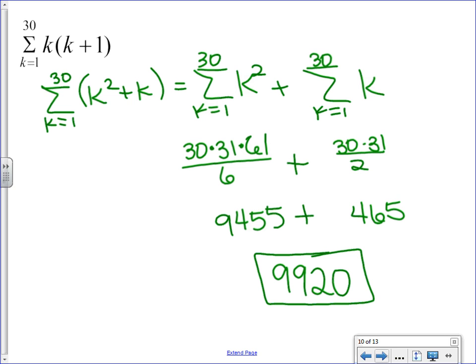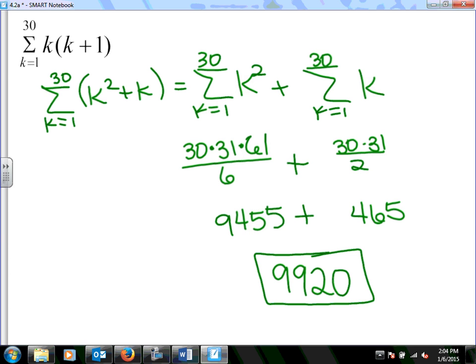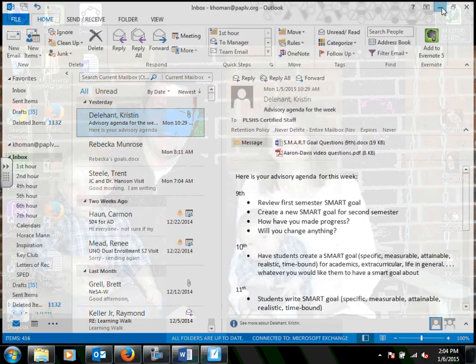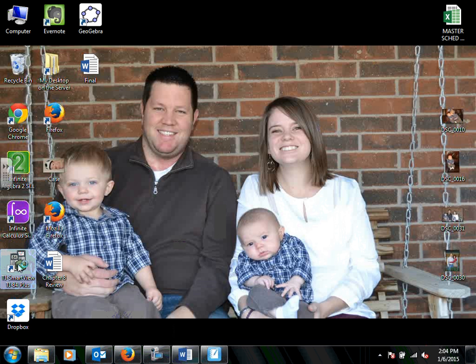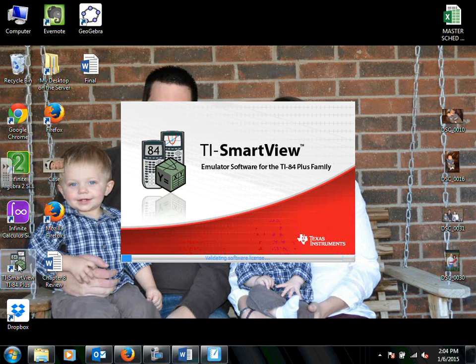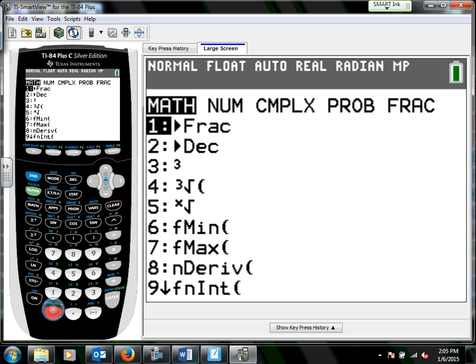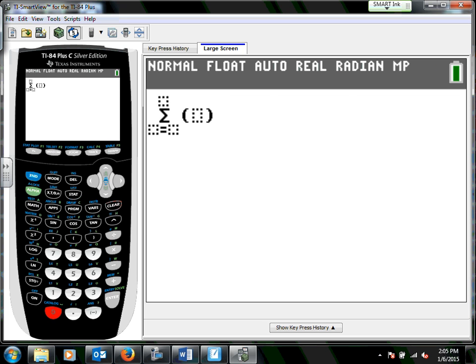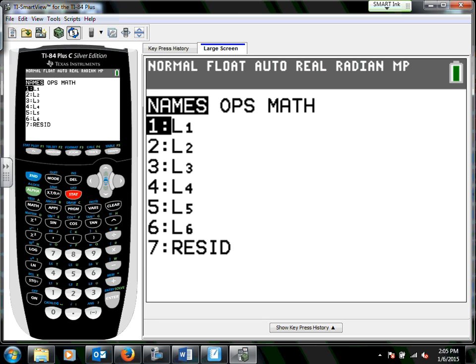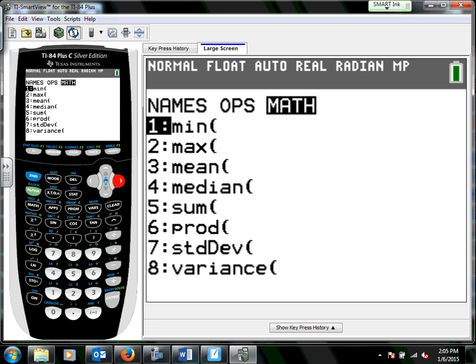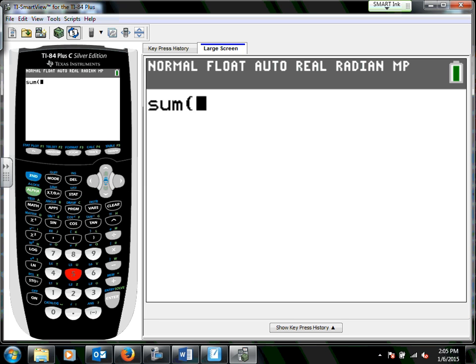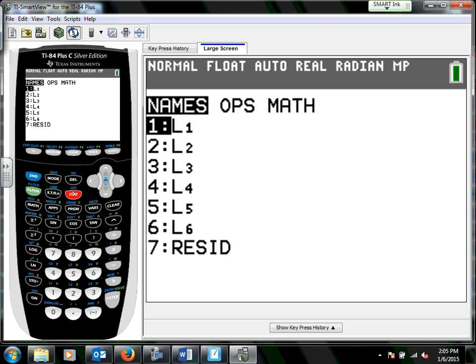Let's check these with our calculator. Get your calculator out. I want to remind you how to do these on your calculator. If you have a TI-84, you can press math 0. TI-83 can't, so if you have a TI-83, you're going to go to second stat, over to math, and press sum. Then go to second stat, over to ops, and select sequence.